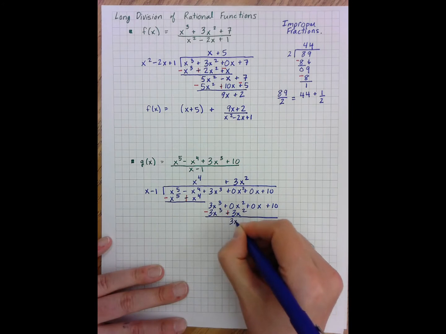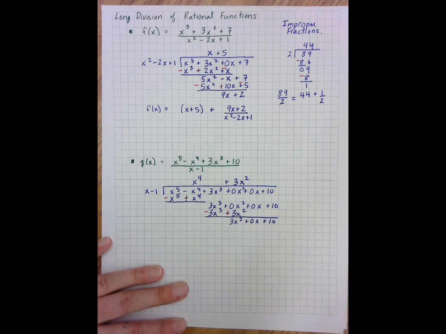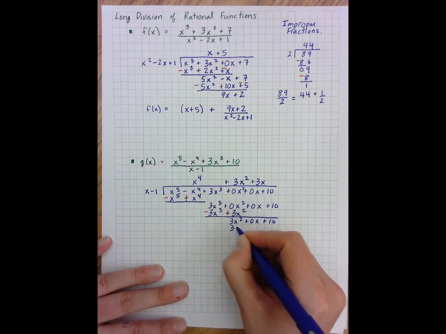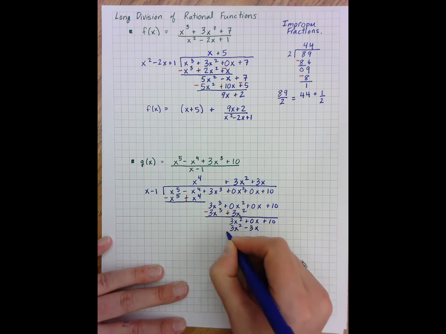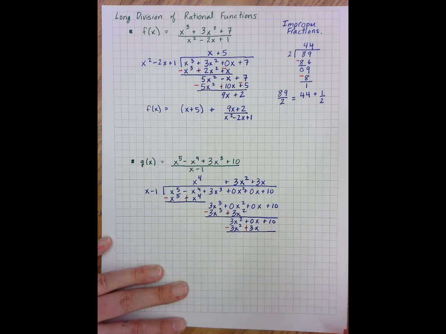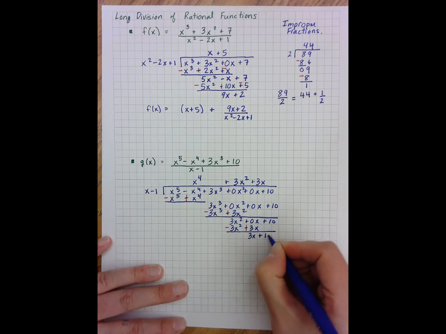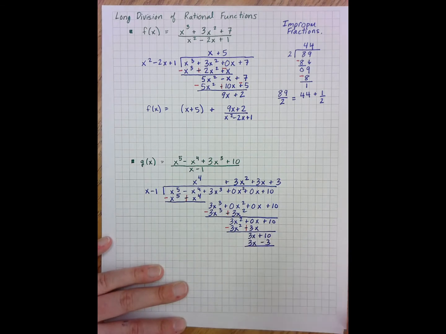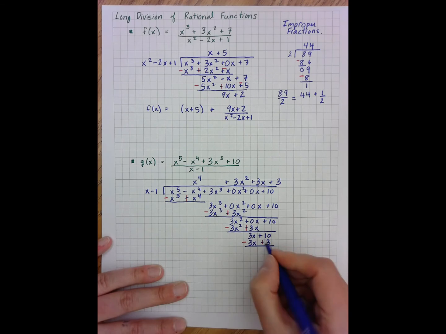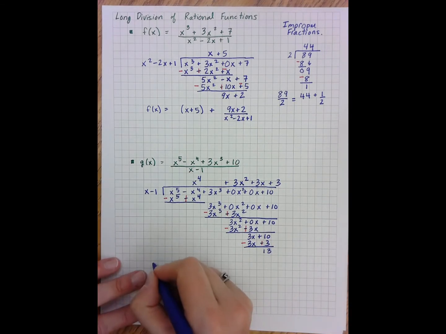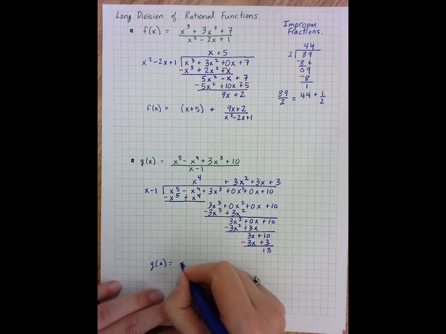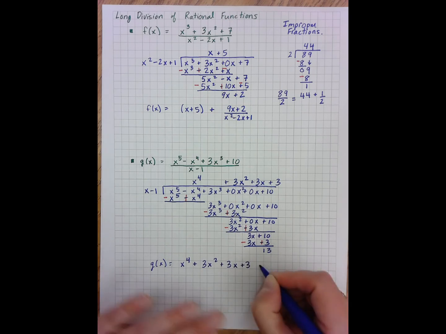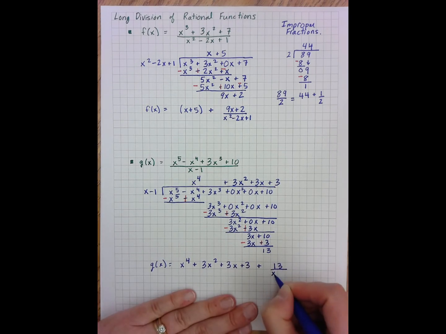Subtract. 3x squared plus 0x plus 10. That's going to be 3x squared minus 3x. Subtract. 3x plus 10 plus 3x minus 3. Subtract. 13. So I can rewrite my g of x now as x to the fourth plus 3x squared plus 3x plus 3 plus 13 over x minus 1.